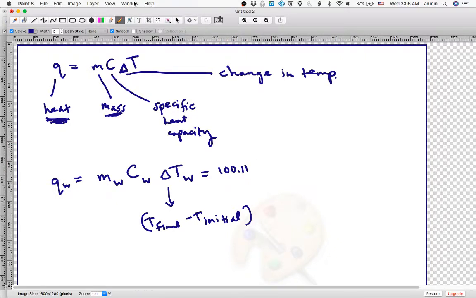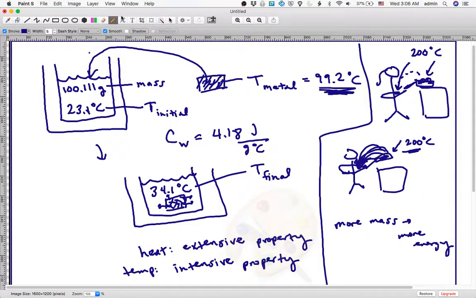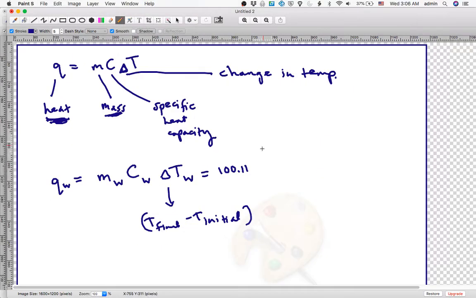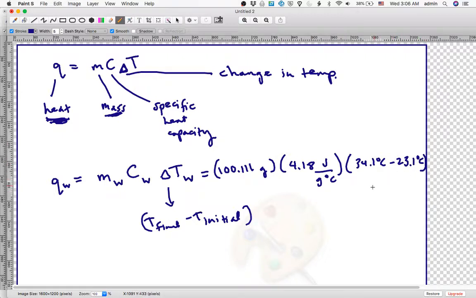Did I only have it to the hundredths place? No, I had it to the thousandths place. So I need one more one here. So 100.111 grams times 4.18 joules per gram per degree Celsius times the delta T, which is 34.1 degrees Celsius minus 23.1 degrees Celsius. And so when I do this, of course, I need to do the things in parentheses first. And the answer to this is just 11.0 degrees Celsius.